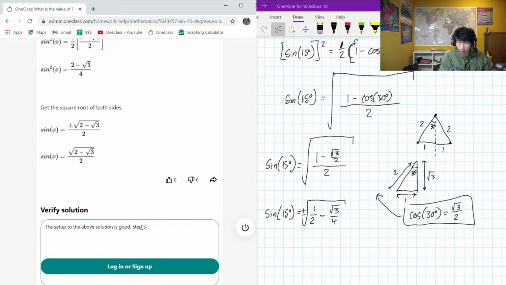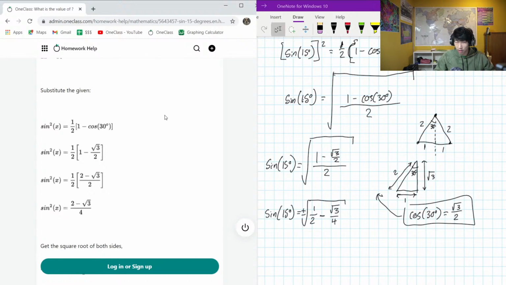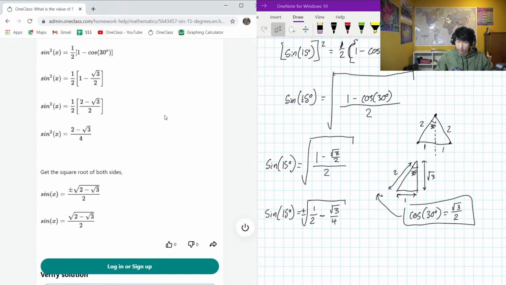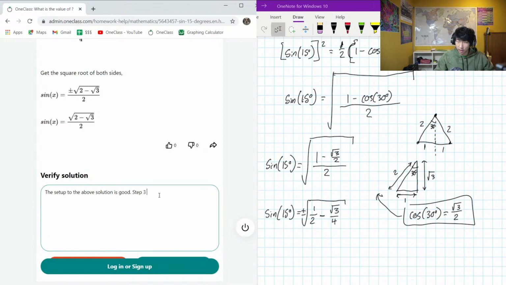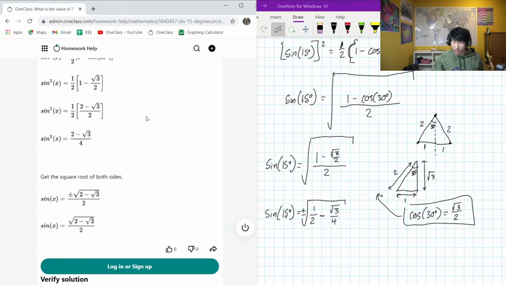Step 3. Oh, okay. Never mind. It makes sense. And these are going to be equivalent. I just know that. Right. Okay. So yeah, the above solution is good. Just had a lapse in my mental algebra for a second.